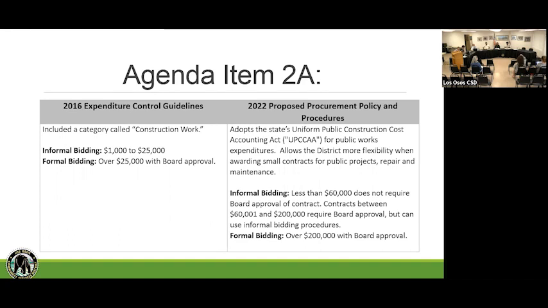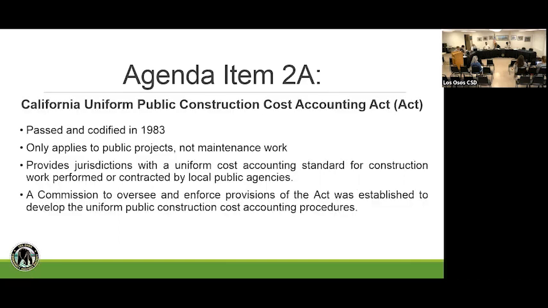And then here we're getting into what I'll call the act. I'm going to give you a little more information, but basically this allows latitude. I'll just get into this next part because it'll kind of summarize what we do. Right now, anything between 1,000 and 25,000 is informal bidding. Anything over 25,000 is with board approval, and it doesn't go any further in explanation of that. So let me give you a little background so we all understand what the act is. It's actually been around for quite a while, since 1983.